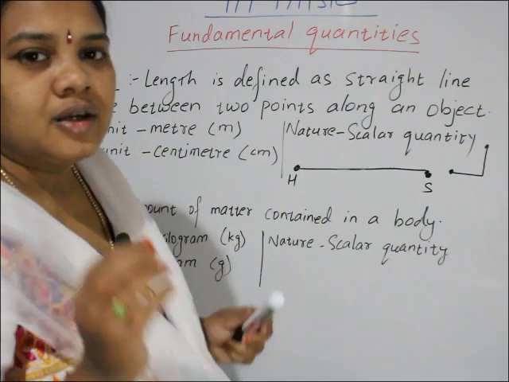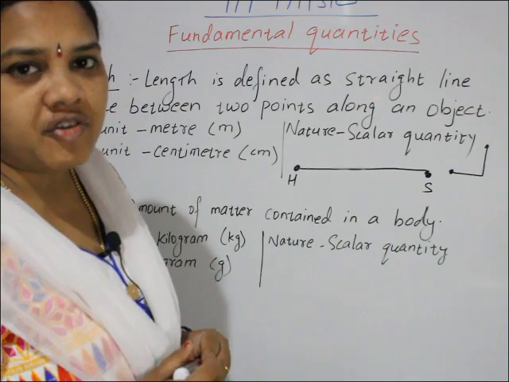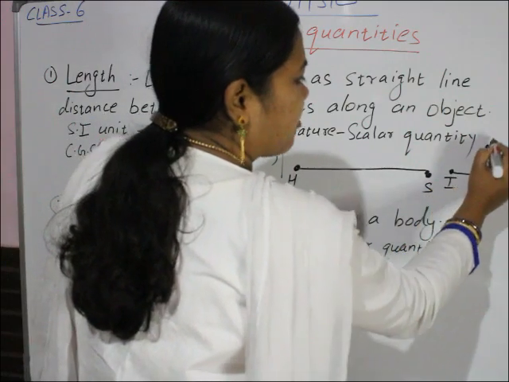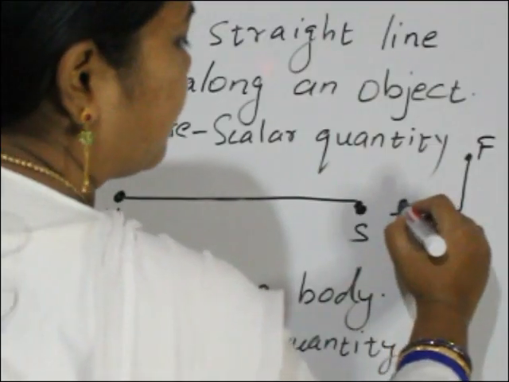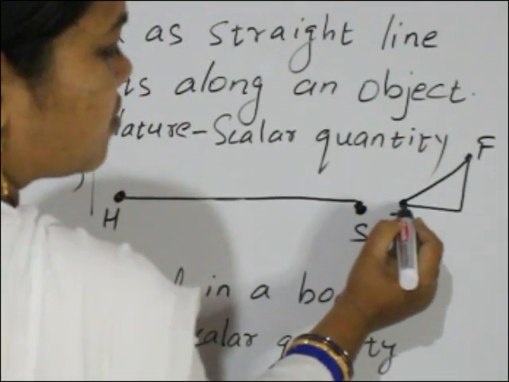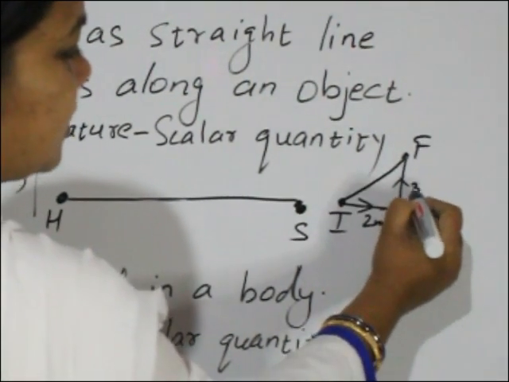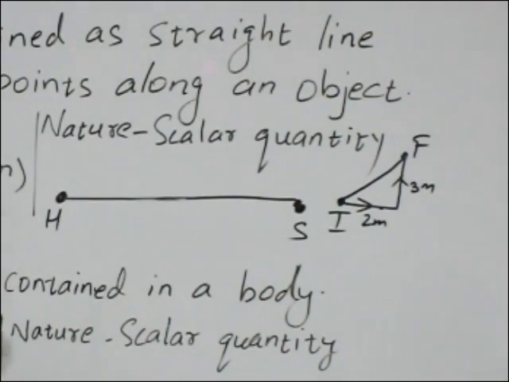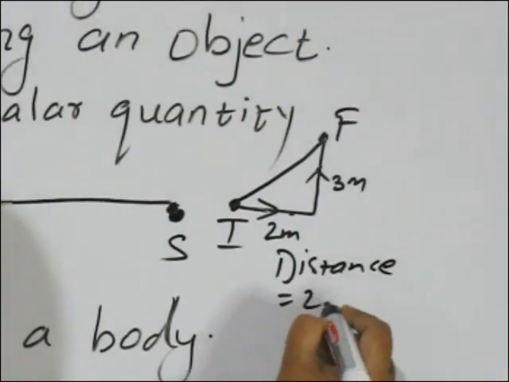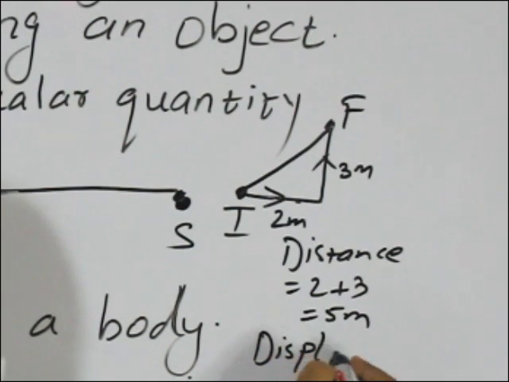What is displacement? Displacement is the shortest distance from the initial point to the final point. So this is the initial point and this is the final point, so displacement will be like this, whereas distance will be, the body is moving like this, then like this. Suppose this is 2 meter and this is 3 meter, then the distance becomes 2 plus 3, 5 meter. Whereas displacement will be different.